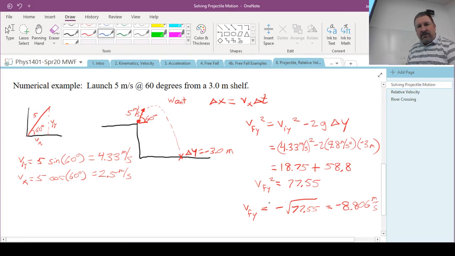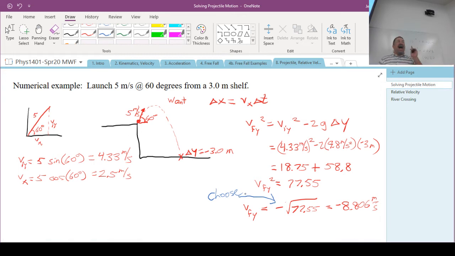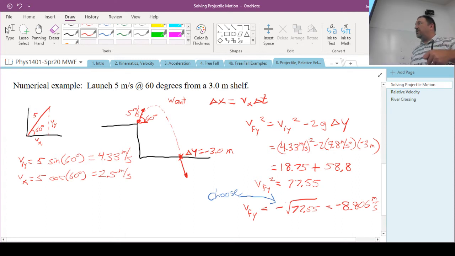And to reiterate, I have to choose the negative square root there. Mathematics tells me that either the positive square root or the negative square root works in the equation. But the equation isn't everything. The math isn't everything. I have to apply some physics intuition to the situation. And my physics intuition is about what is the object doing at the moment it lands. It is moving downwards at the moment it lands. So that's what's telling me that that final y velocity is negative.